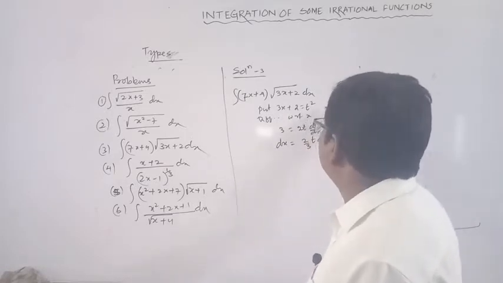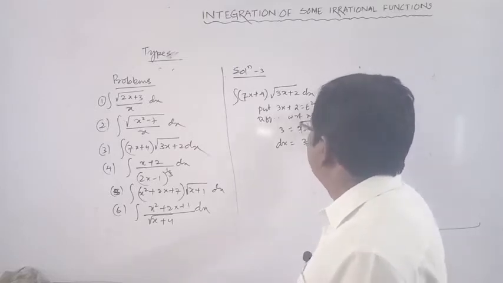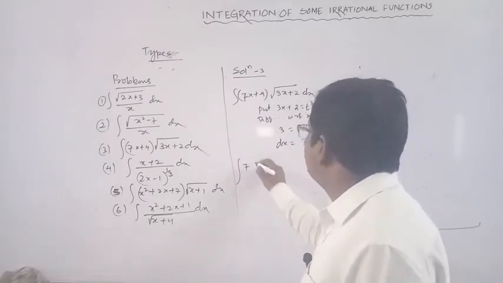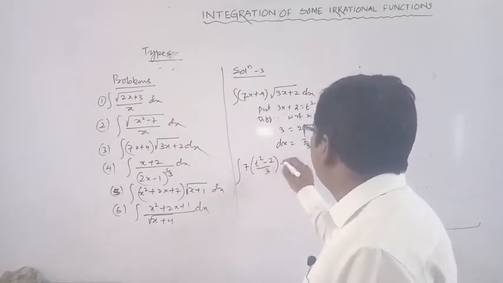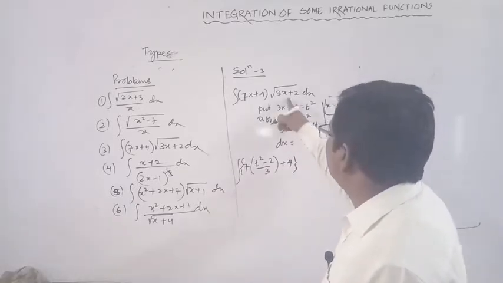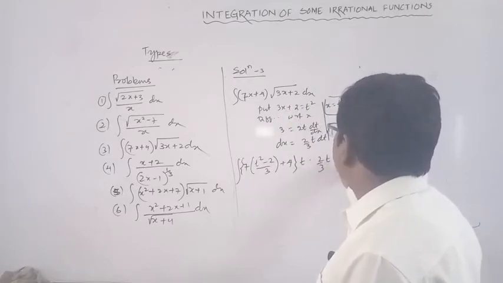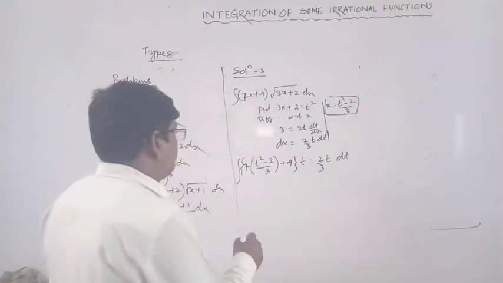Okay, now x is equal to what? Here x is equal to (t² − 2) by 3. This is the value of x. So put the value of x here, 7 into (t² − 2) divided by 3, plus 4. Then this is equal to root over t², which means t, and dx means 2 by 3 t dt. Clear?